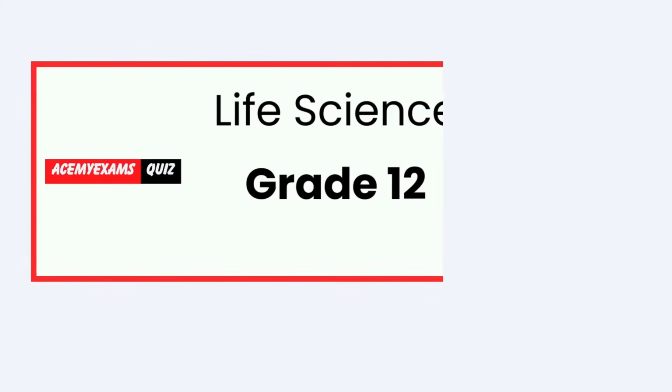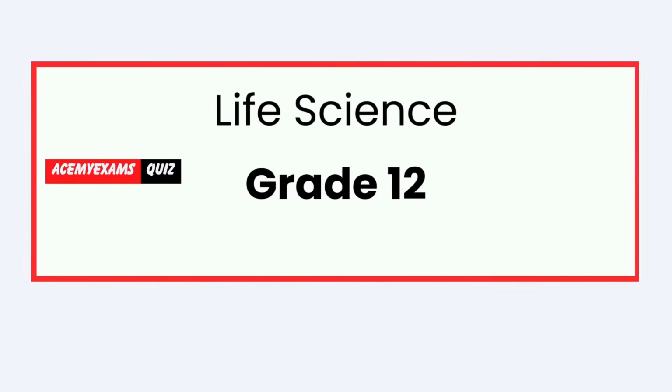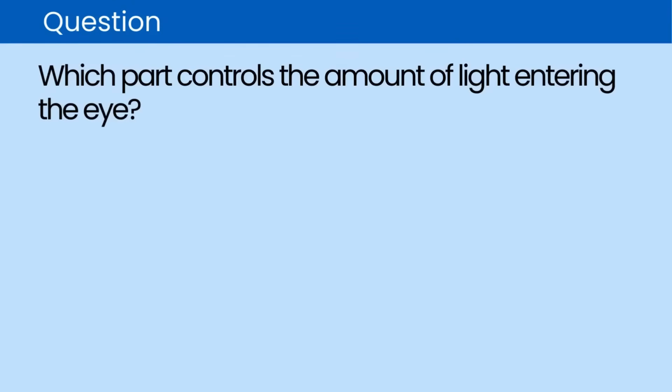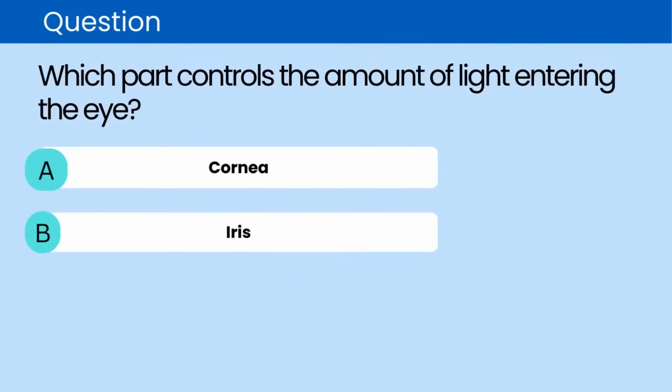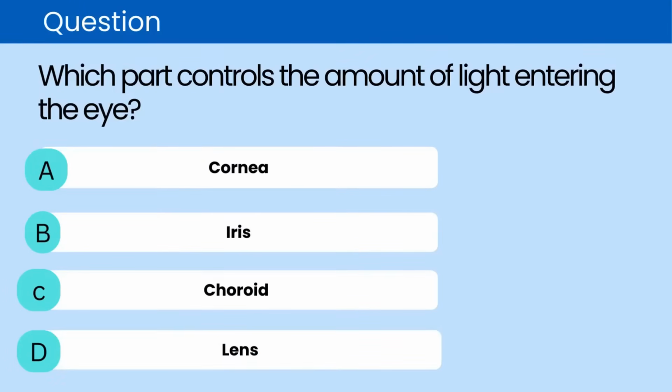Various options are provided to answer the following questions. Choose the correct answer. Question: which part controls the amount of light entering the eye? A. Cornea. B. Iris. C. Choroid. D. Lens.